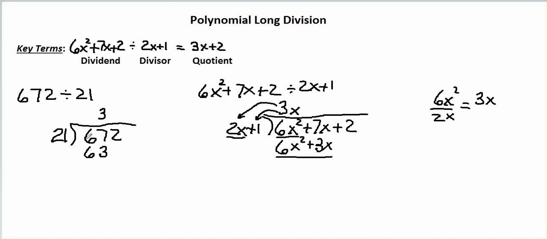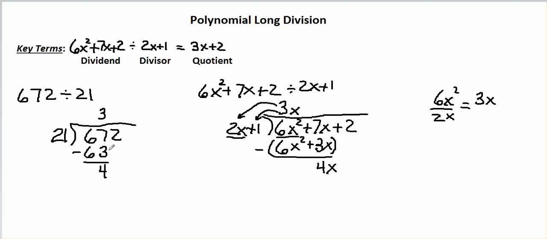Alrighty, so what did we do over here next for our long division with numbers? We did a subtraction. So when we subtract 67 minus 63, we get 4. We're going to do the same thing. We're going to do a subtraction, and I'm going to caution you here. Make sure you put parentheses around here because you do need to distribute this negative across both terms when you're doing a subtraction. So 6x squared minus 6x squared is 0. So we don't need to write that. But we do need to write the next one. 7x minus 3x is 4x.